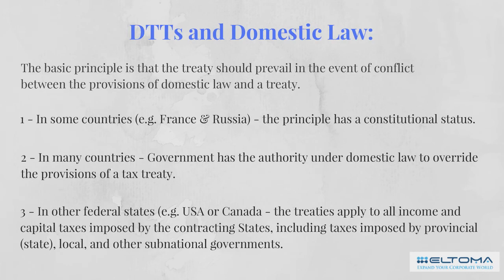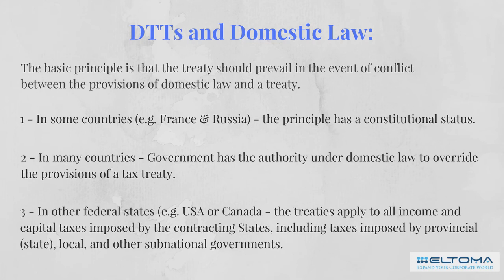So what is the relationship between the double tax conventions and domestic law? The relationship between them is a pretty complex one in many countries. The basic principle is that the treaty should prevail in the event of conflict between the provisions of domestic law and the treaty. In some countries, such as France and Russia, the principle has a constitutional status. In many countries, government has the authority under domestic law to override the provisions of a tax treaty. For example, legislative supremacy is a fundamental rule of law in many parliamentary democracies.